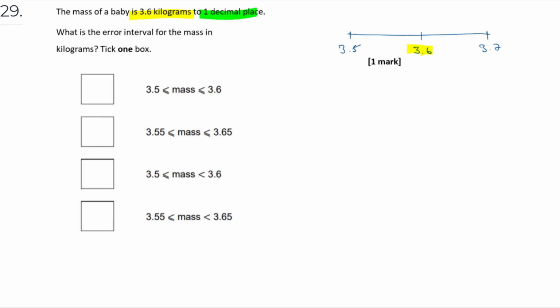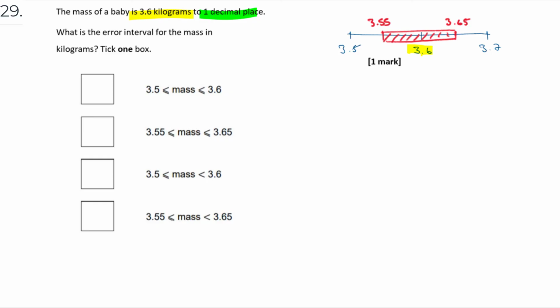So which numbers round to 3.6 then? They're going to be the ones that are halfway between those or closer. That's the zone that rounds to 3.6, isn't it? Now the start of that zone is halfway between 3.5 and 3.6, which is 3.55. So that's my lower bound. And then my upper bound is going to be halfway between 3.6 and 3.7, which is 3.65.